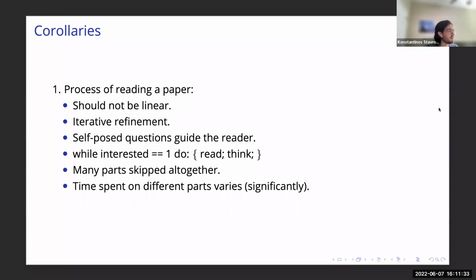Also there is the notion of iterative refinement, which means that one will read the paper many times, and every time they will get more and more information and more knowledge.